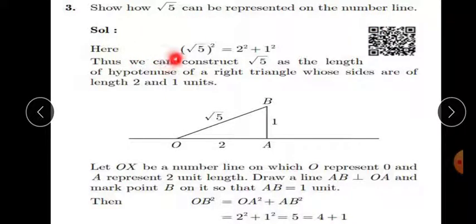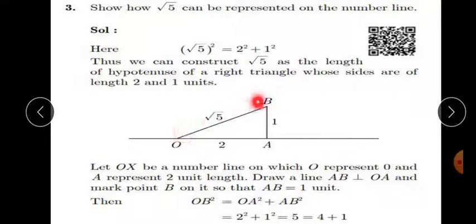Now see, root 5 square equals 2 square plus 1 square. In class 8, you have studied the Pythagoras theorem. What is the Pythagoras theorem? Suppose this is a right angle triangle. In this right angle triangle, this is called the base, this is called the perpendicular, and this longest side is called the hypotenuse.